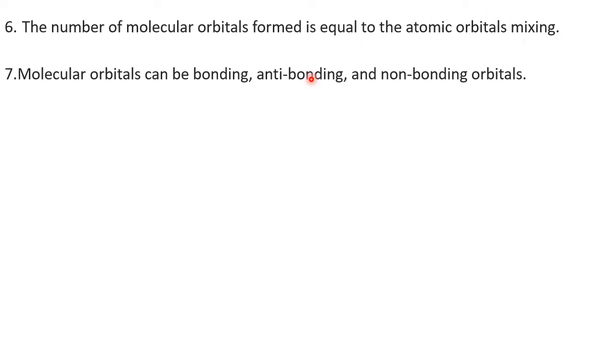MOs can be bonding, anti-bonding, and non-bonding. Once two atomic orbitals overlap, we get molecular orbitals. In these molecular orbitals, there are three types. One is the bonding molecular orbital, BMO. The other one is the anti-bonding molecular orbital, ABMO. Then the non-bonding molecular orbital, NBMO. What is the difference? First we'll go to the non-bonding.